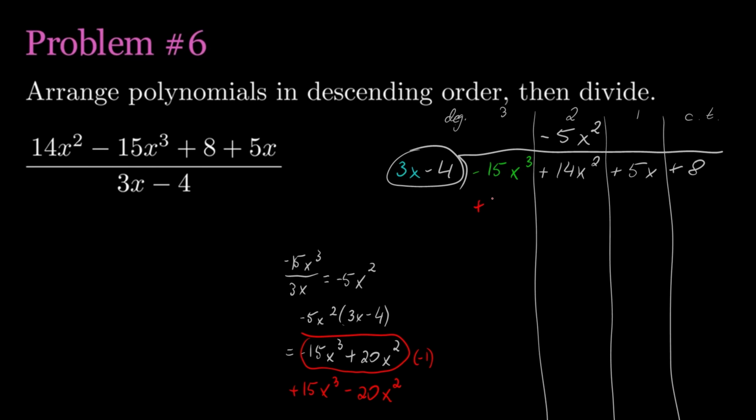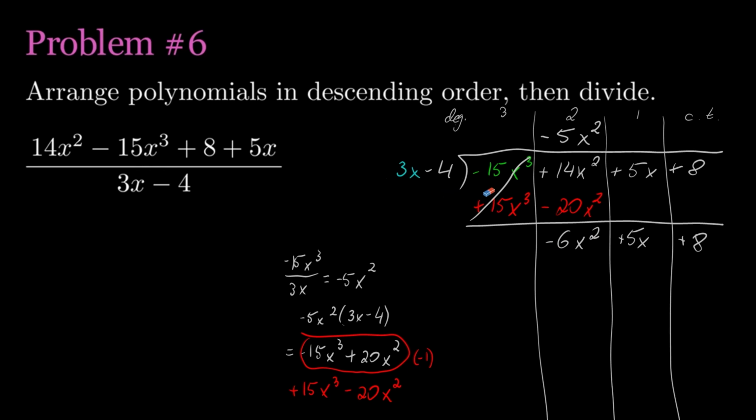We write it that way under the current dividend, lining up the columns of proper degrees when we write the terms for easy addition, and add. The first two terms, as always, must simplify. 14 minus 20 is negative 6x squared, and then we write the rest, plus 5x plus 8. The degree of that result is 2, which is not less than the degree of the divisor, which is 1.